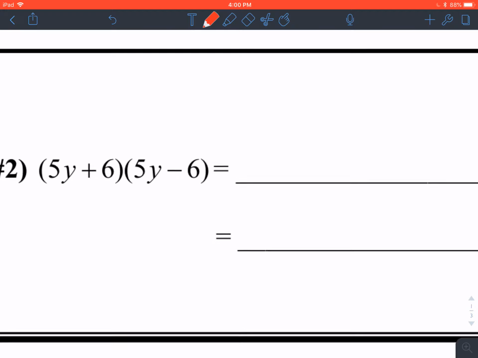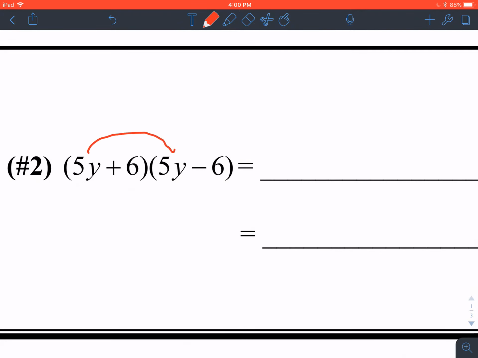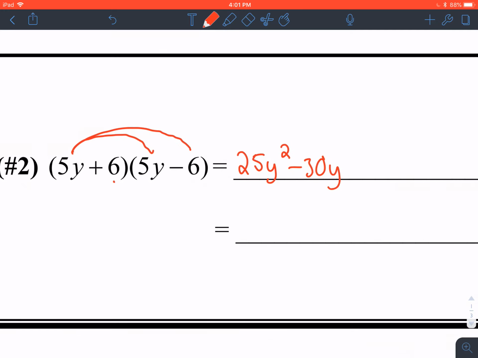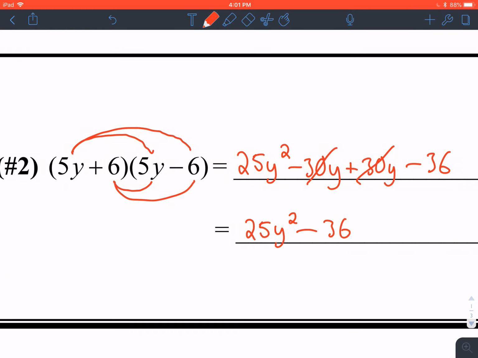Alright, let's FOIL this one too. We got 5y times 5y, which is what? 25, it's actually 25y squared. Be careful with that. And then we got 5y times negative 6, which is what? Negative 30y. And then 6 times 5y, which is plus 30y, and 6 times negative 6, which is negative 36. So negative 30y plus 30y is 0. When you combine like terms, those cancel. So we get 25y squared minus 36.